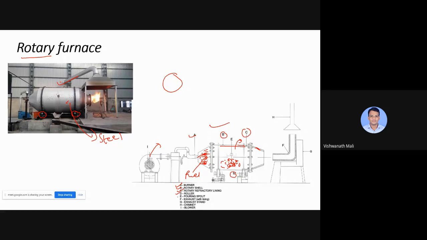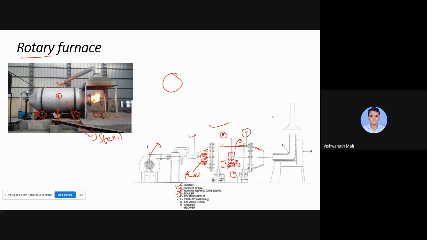Then the pouring spot. Here you can see the pouring spot. From this we get the molten metal out. Here, we open this, and once it comes to this position, we get the molten metal. Here you can see the molten metal. Its shape is cylindrical.